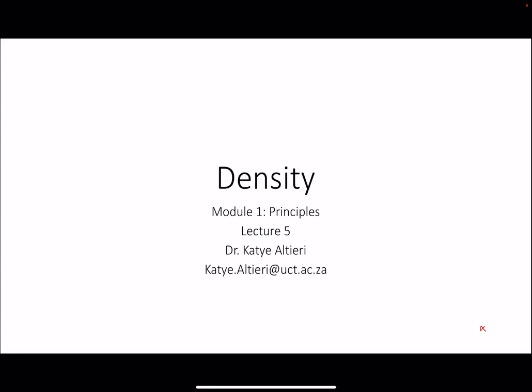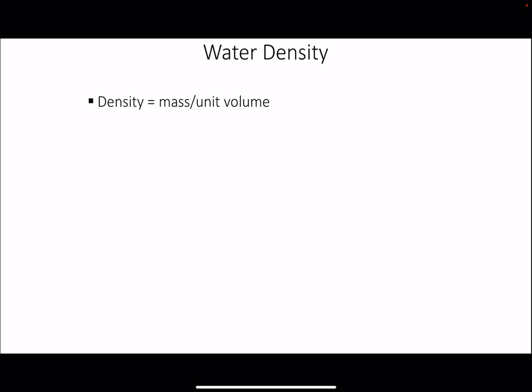Today's lecture is on density. This is the fifth lecture of the first module on principles of oceanography. We're going to talk about density in the context of oceanography, but it's not different than the normal density you're used to from chemistry or physics. Density is the amount of mass per unit volume of something, usually described as grams per cubic centimeter.